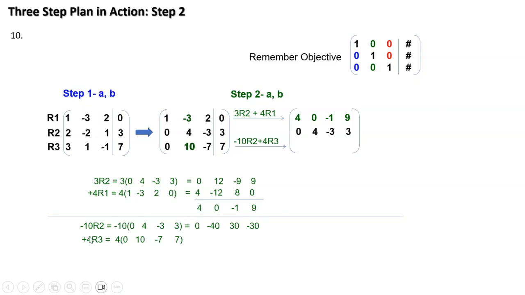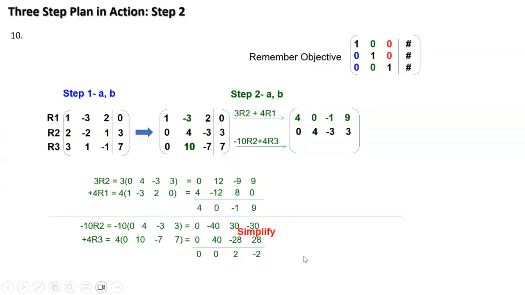Now we do the 4 row 3, right? So 4 times row 3 will give us 4 times 0, 10, negative 7, and 7. That's going to give us 0, 40, negative 28, and 28, right? After I execute the operation there, we get 2z, right? 2, 0, 0, 2, negative 2.